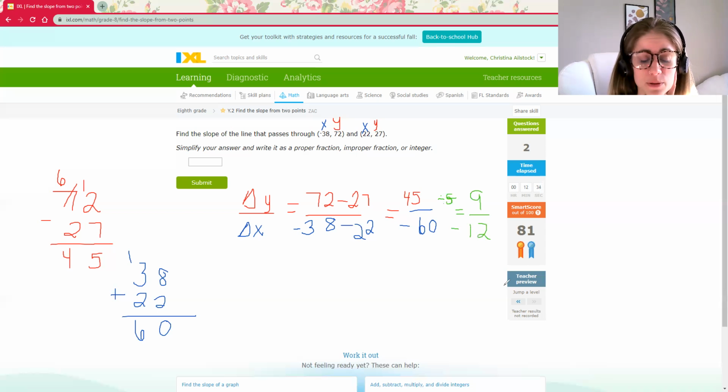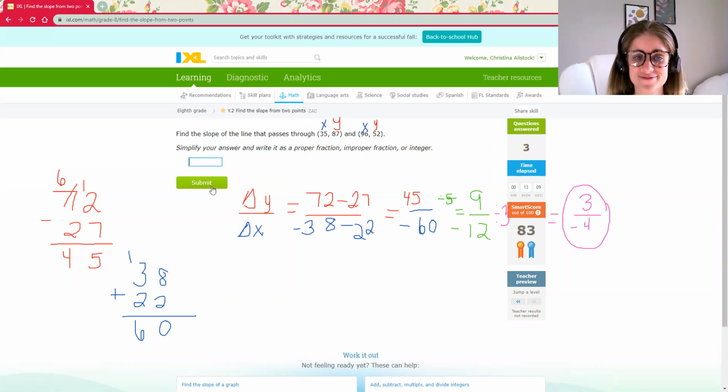All right, is that it, or can I simplify it some more? I can simplify it some more. I notice that 9 and 12 are both multiples of 3. So now I can go another step. I'm running out of room here and simplify by 3. 9 divided by 3 is 3. Negative 12 divided by 3 is negative 4. All right, can I simplify that anymore? Nope. So that is my slope. And once again, I'm going to put that negative first. Negative 3 over 4. And it's correct.